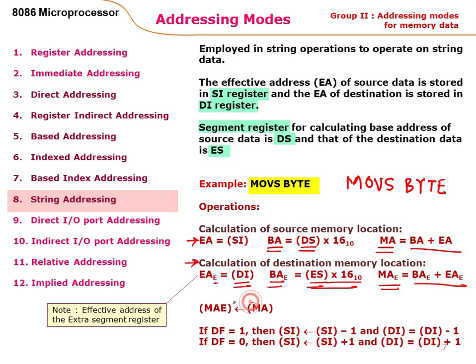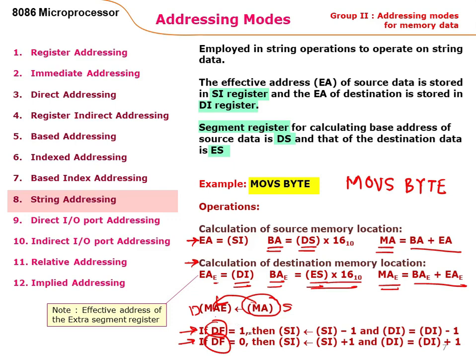Now here the contents of the memory location MA are copied to the location MAE, which means this is the source location and this is the destination location. So this instruction is going to be affected by the DF. DF is a direction flag.